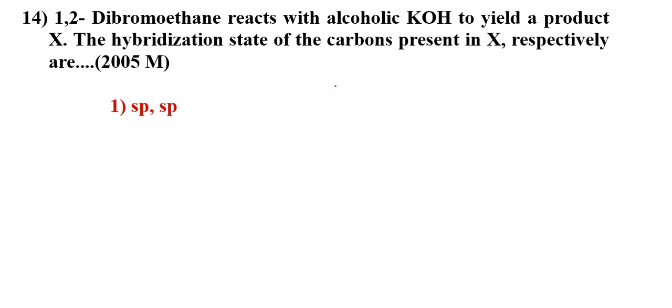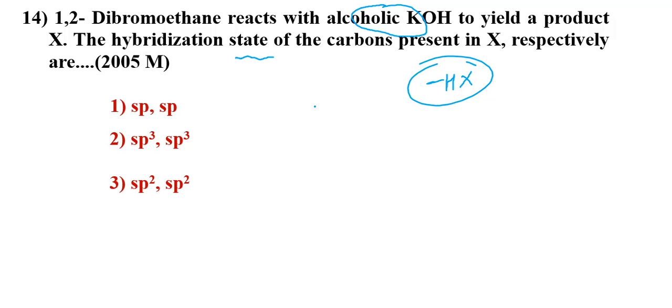1,2 dibromoethane reacts with alcoholic KOH. What is the function of alcoholic KOH? Dehydrohalogenation, right? To yield a product X, the hybridization state of the carbon present in X respectively are. Yes, you try it. I have given the hint: alcoholic KOH, minus HX. Then I will write the reactant 1,2 dibromoethane. This is ethane 1,2 dibromo.